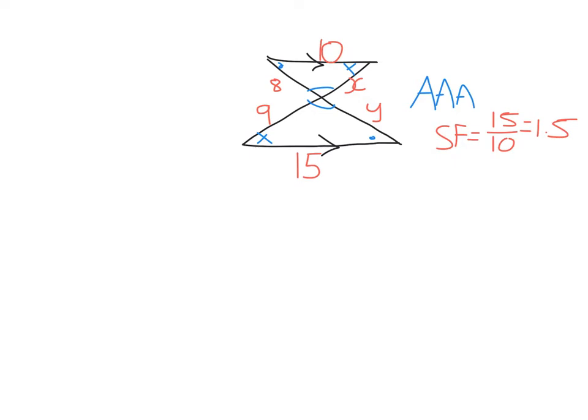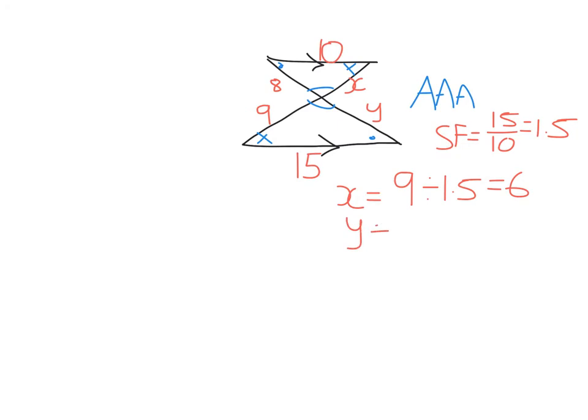So note x here is in the smaller triangle. So what you do is you find its corresponding side in the larger triangle. So that's 9. 9 and x correspond. They're both touching the angle that's an arc and an x. So 9 and x correspond. So because x is in the smaller triangle, we take its corresponding side and divide by the scale factor. So x is equal to 6.